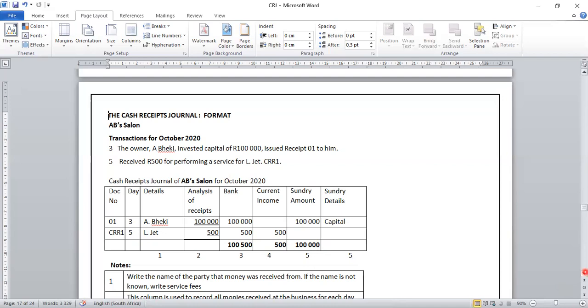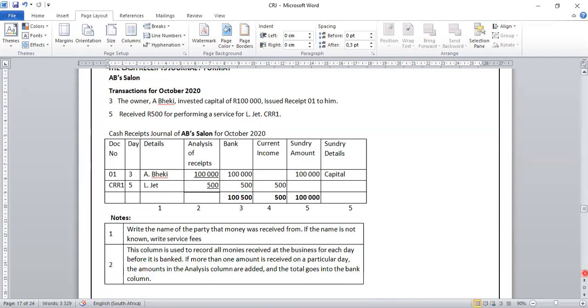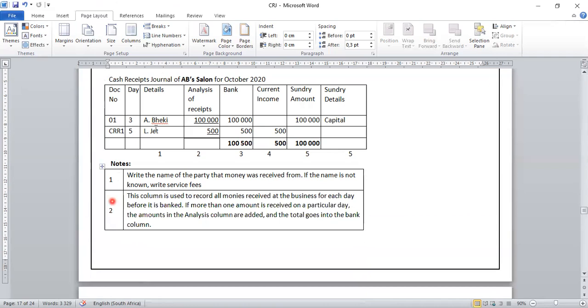Then I have notes for you at the bottom. So the details column, that's where you write the name of the party that the money was received from. If the name is not known, write service fees. In our analysis column, the column is used to record all monies received by the business for each day before it is banked. If more than one amount is received on a particular day, the amounts in the analysis column are added and the total goes to the bank. That's your analysis column.